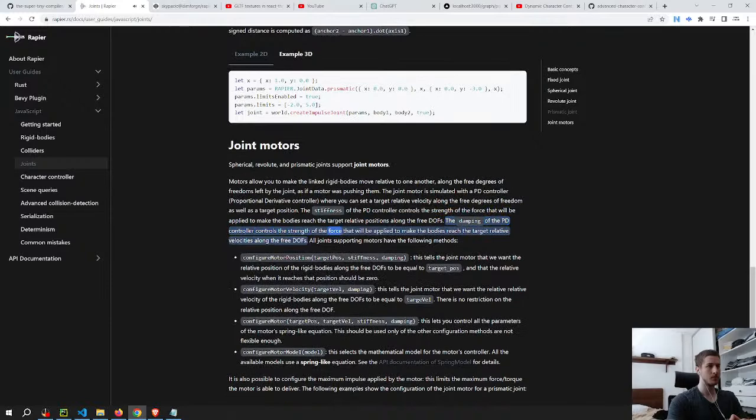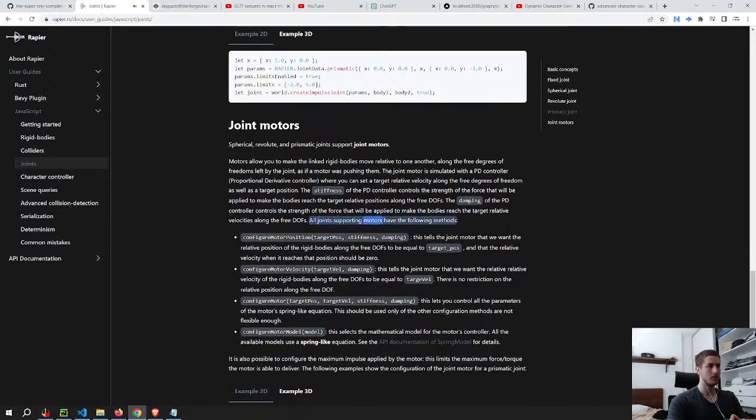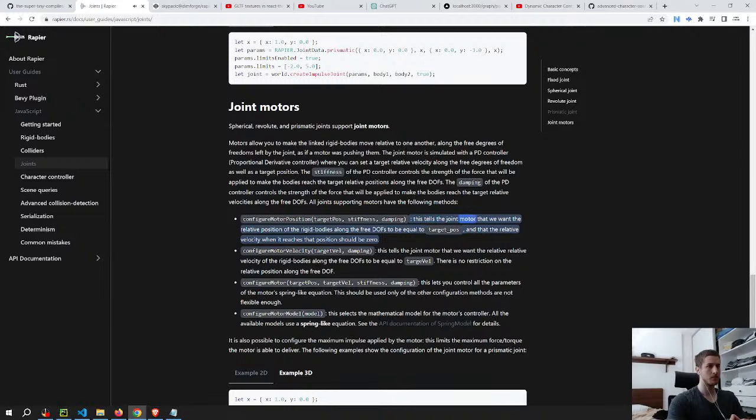The damping of the PD controller controls the strength of the force that will be applied to make the bodies reach the target relative velocities along the free axis. All joint supporting motors have the following methods. Configure motor position, target pos, stiffness, damping. This tells the joint motor that we want the relative position of the rigid bodies along the free axis to be equal to target_pos, and that the relative velocity when it reaches the position should be zero.